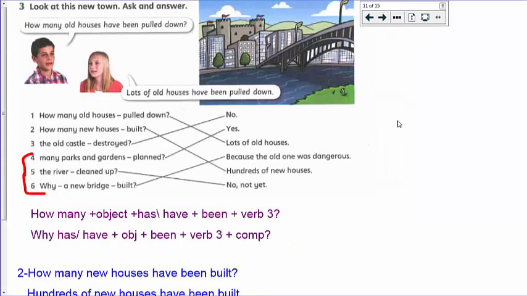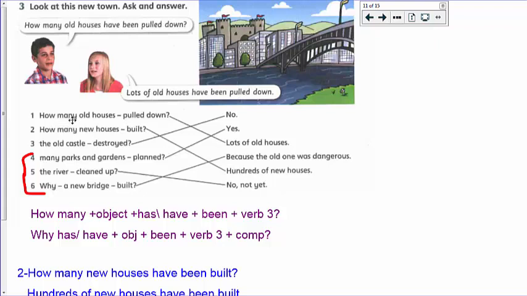Please pay attention to this exercise. Look at this new town. Ask and answer. Here we have the questions, but they are not complete. Here we have the answers, but they are written in short forms. What we are going to do here is to write the questions by using present perfect passive. Sometimes you are going to use how many, sometimes you are going to use why, sometimes we are going to use has and have.